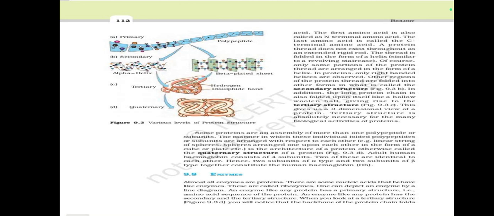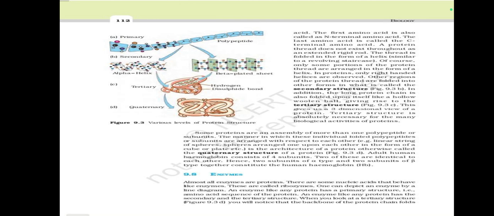Figure 9.3b. In addition, the long protein chain is also folded upon itself like a hollow woolen ball, giving rise to the tertiary structure. This gives us a three-dimensional view of a protein. Tertiary structure is absolutely necessary for the many biological activities of proteins.